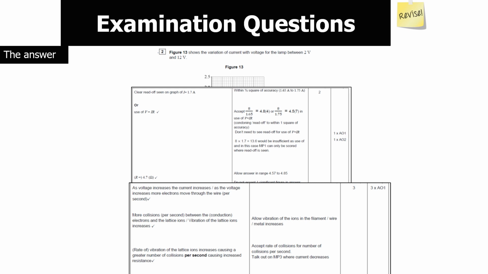So the important thing to note is that the number of collisions every second between the lattice ions and the charge carriers increases. Now remember, it's always per second. It's the frequency of collisions that increases, which causes your resistance to increase.